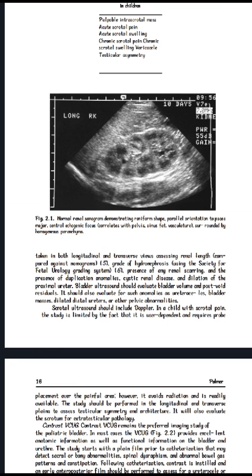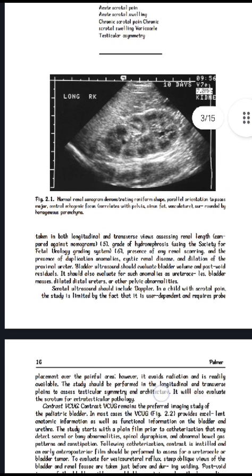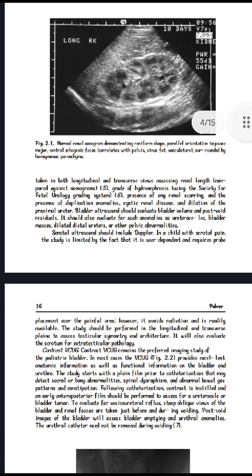A normal renal sonogram demonstrates a reniform shape, parallel orientation to the psoas major, and a central echogenic focus consistent with the pelvis, renal fat and vasculature, surrounded by homogeneous parenchyma. Images are taken in both longitudinal and transverse views, with renal length compared against normal values, grade of hydronephrosis using the Society for Fetal Urology grading system, presence of any renal scarring, presence of duplication anomalies, cystic renal disease, and dilation of the proximal ureter.